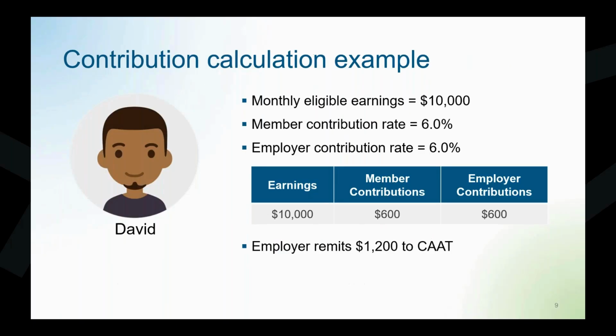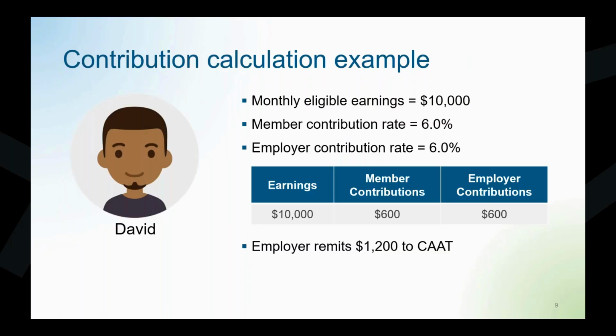Here's an example of how to calculate contribution amounts. In this example, let's assume that David has eligible earnings of $10,000 each month. The member contribution rate is 6% in this case, with a matching 6% employer contribution. You can see that David's monthly contribution would be $600, with the employer contributing $600 also. In this example, the monthly remittance for David would be $1,200.